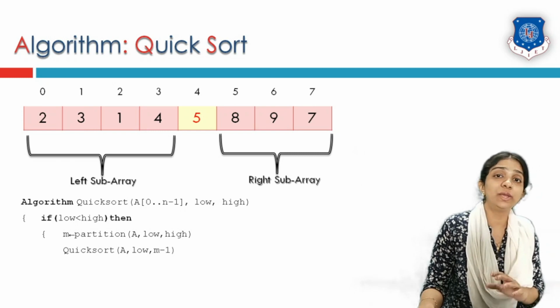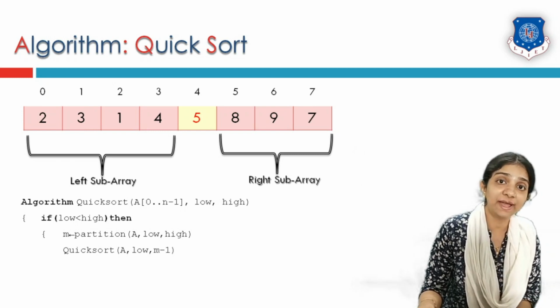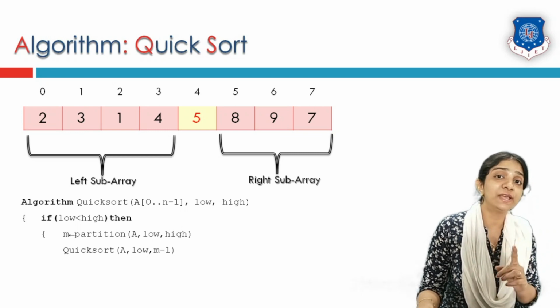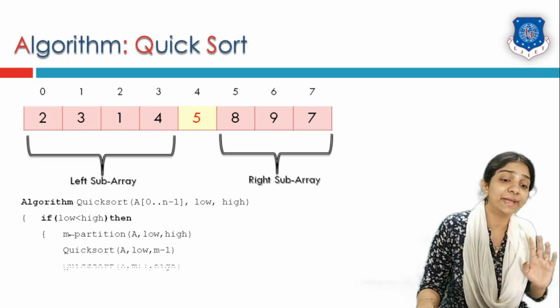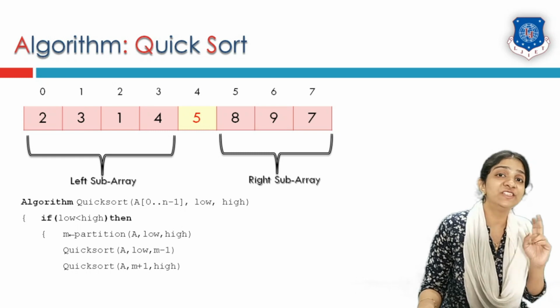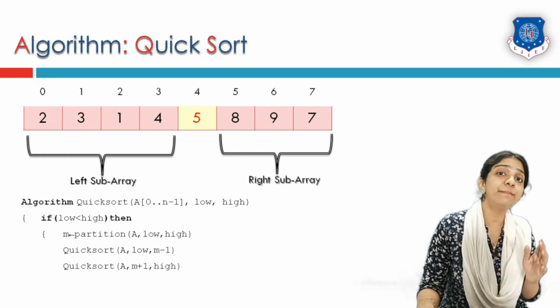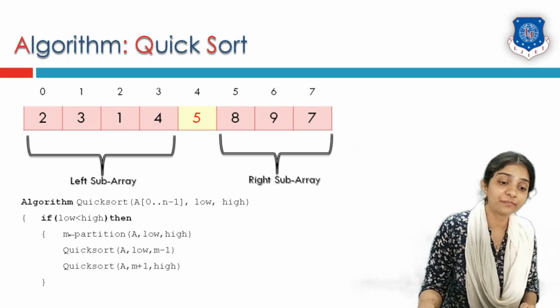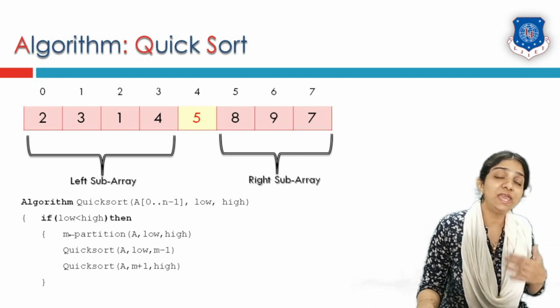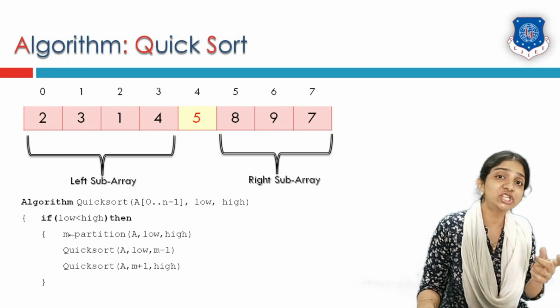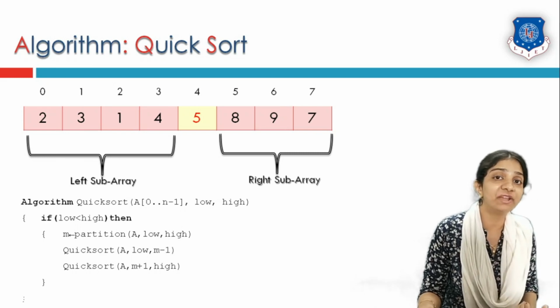From the m variable, quicksort is repeatedly applied over the same array A, but now from index low to m minus 1. And towards the right subarray, quicksort is recursively applied from m plus 1 to the high index. This way, it will keep on repeating, recursively calling quicksort, partitioning, and sorting pivot elements.